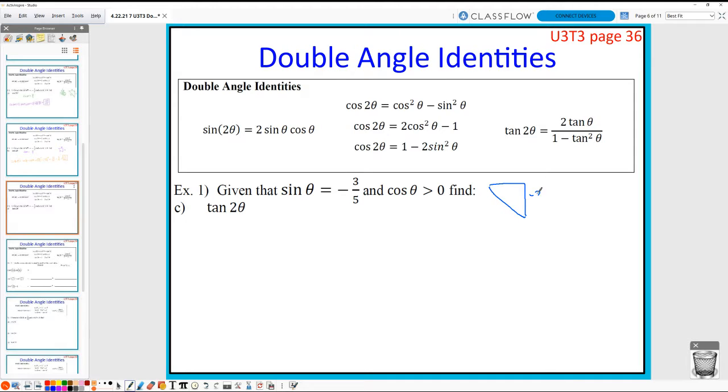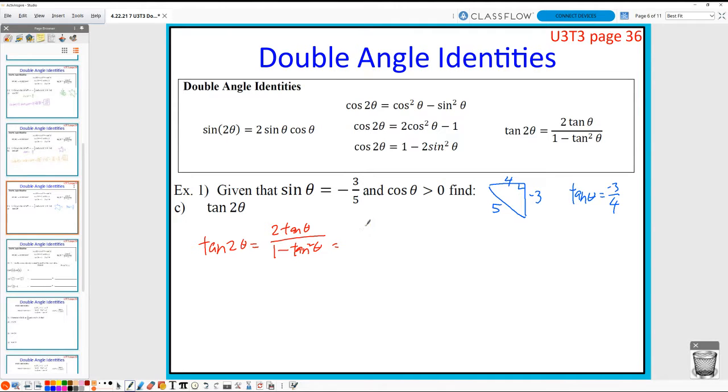Negative 3, rather, positive 4, and 5 here. That means tangent is equal to negative 3/4. All right, so tan of 2 theta, let's do a different color so my side note does not get mixed up with my real notes. That's going to equal, according to what I have, 2 tan theta all over 1 minus tan squared theta.